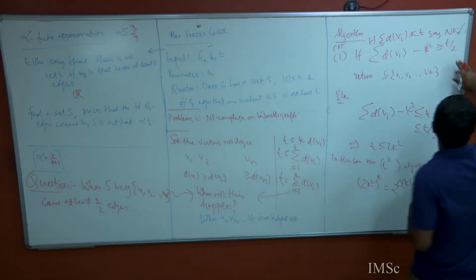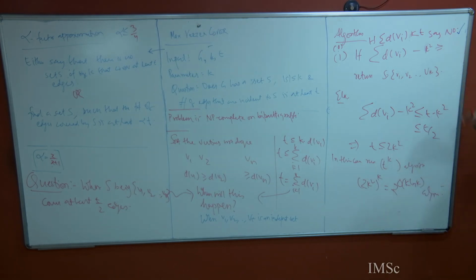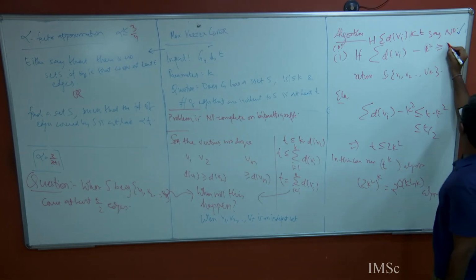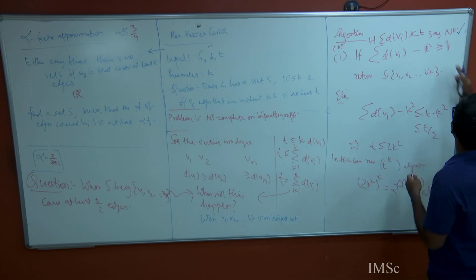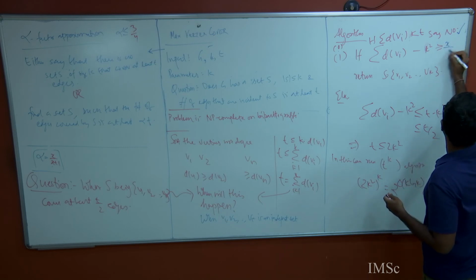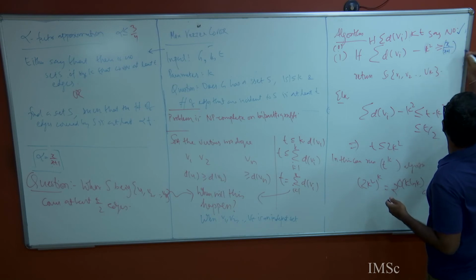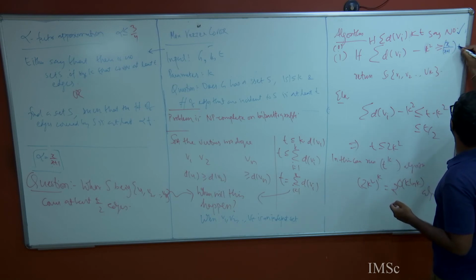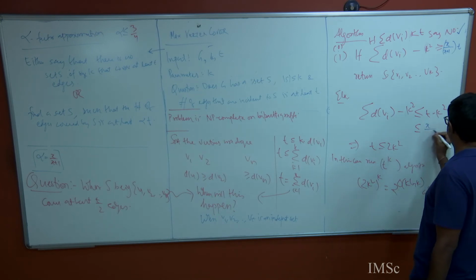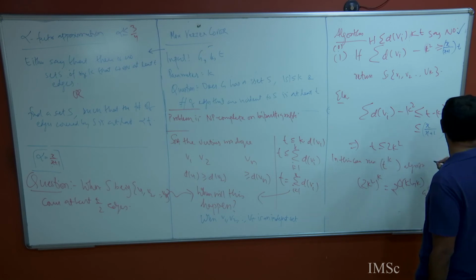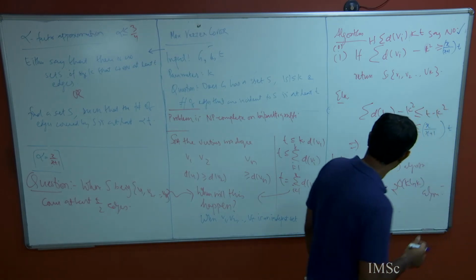If this is greater than or equal to, what is my factor now? My factor is x by x plus 1 times t. So what is t now? Can you tell me?